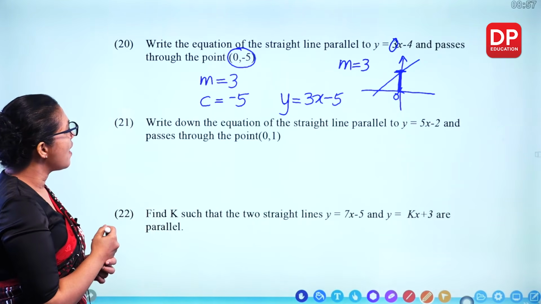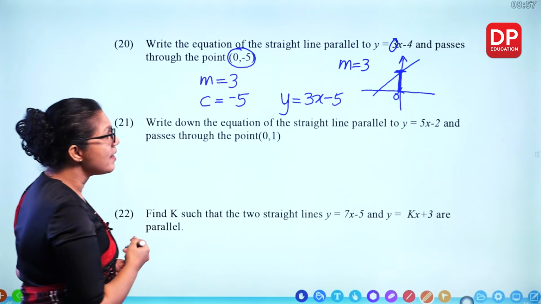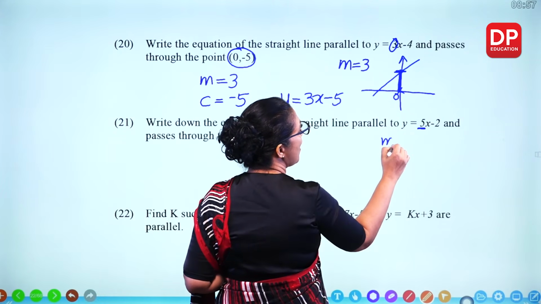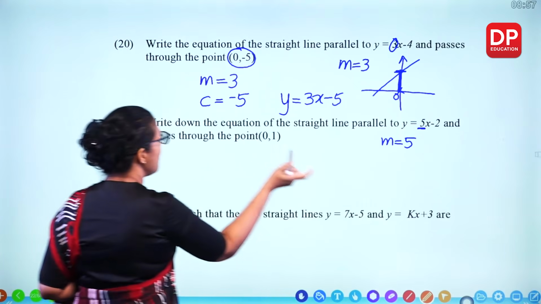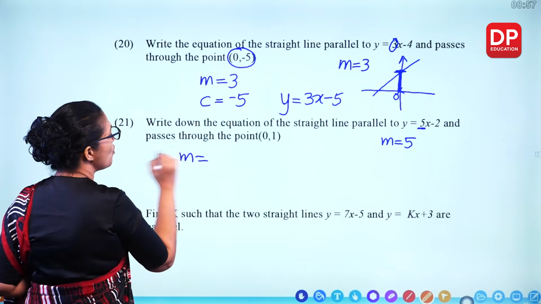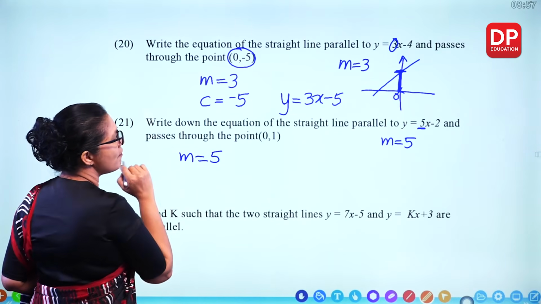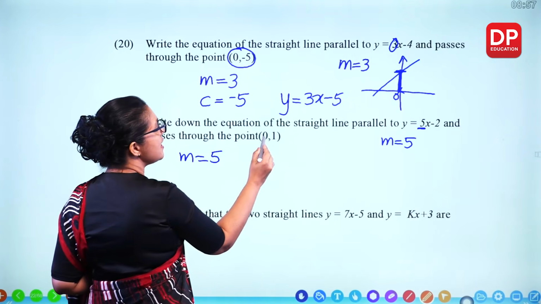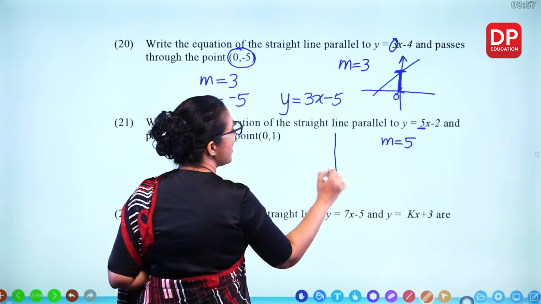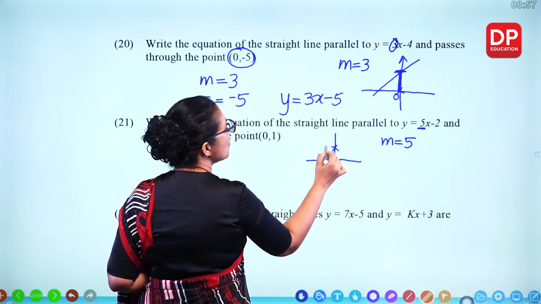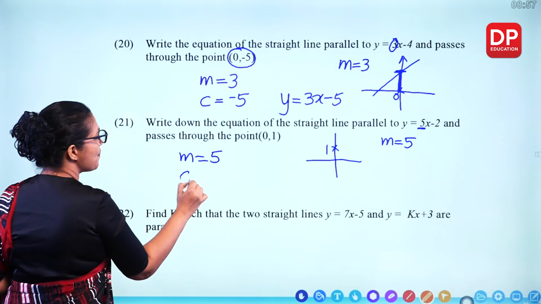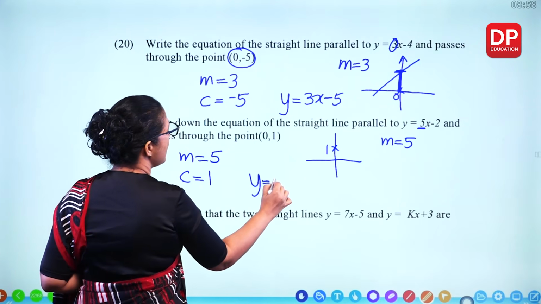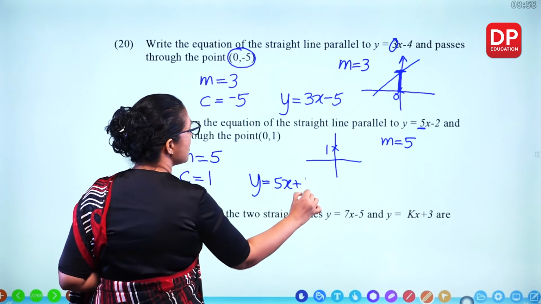Take the other one. Write down the equation of the straight line parallel to this one. So what's m here? m equals 5. So parallel means the new equation also has gradient m equals 5, and passes through the point (0, 1). This means when x equals 0, y is 1. So the y-intercept is 1. So what's the equation? y equals 5x plus 1.